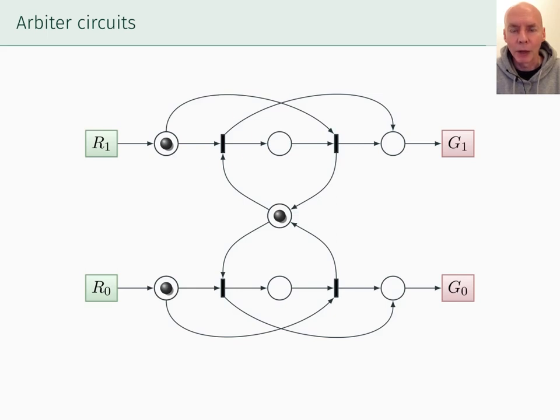Suppose the one above fires. It marks these two places along the top. One of them enables G1. G1 fires, indicating that the terminal labeled G1 has gone high, and no further progress is possible with the other request. Nothing can happen until the terminal R1 is lowered.